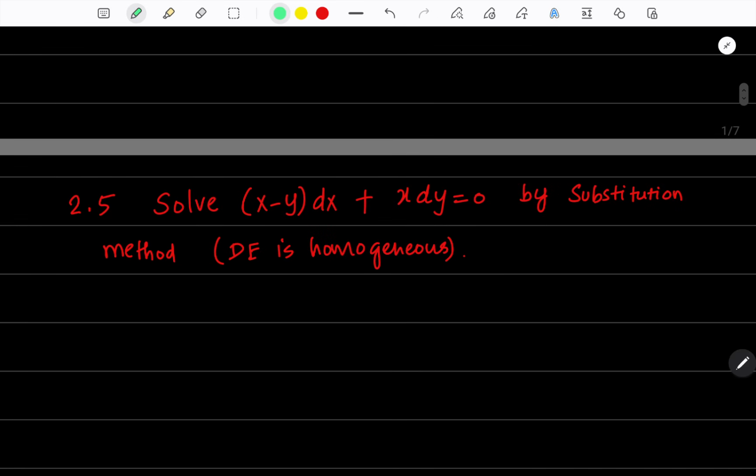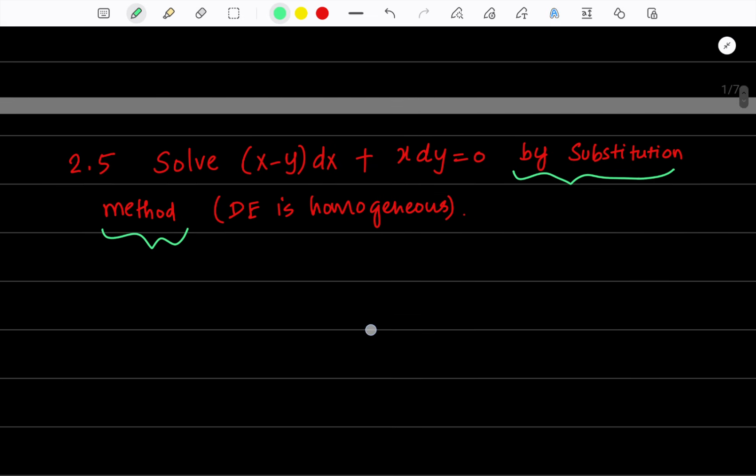Solve (x minus y) dx plus x dy is equal to 0 by the substitution method. Assume the differential equation is homogeneous. So the questions which we are going to give in this substitution method are already homogeneous. What do you mean by homogeneous, teacher? Just put x is equal to tx and y is equal to ty. If the terms get cancelled and finally you get t to the power 0, then those equations are called homogeneous. Let me show you for one step, no problem.